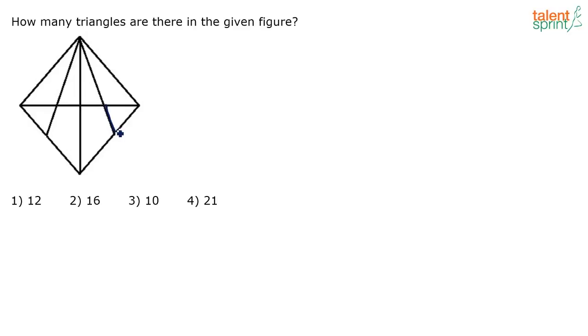Yes, so this is 1, 2, 3, 4, 5, 6. So I have 6 triangles which are smaller ones where no other line is crossing in between, correct?